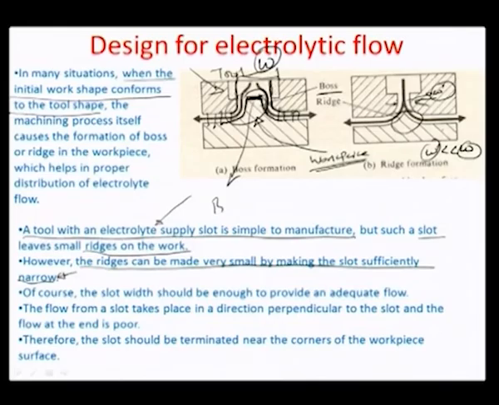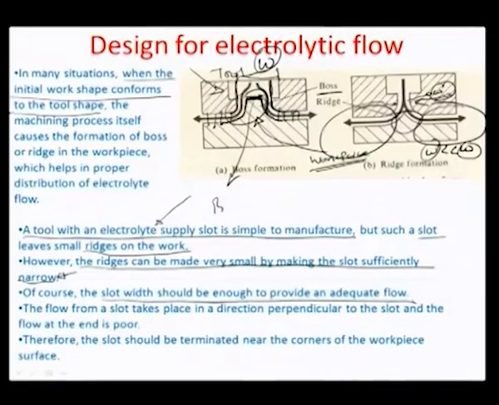But then the downside of having a very narrow slot is that sometimes the flow may not be enough, so that the whole area on this other part of the workpiece may be covered with the flow. Okay. So, the slot width should be designed with an idea of how much boss or ridge it would leave on the surface, and also with an idea of how much electrolyte really needs to be dispensed per unit time, so that the whole area of the workpiece surface may be covered.